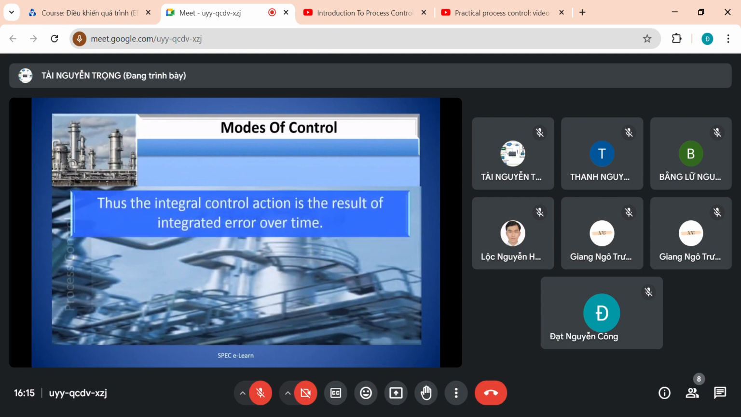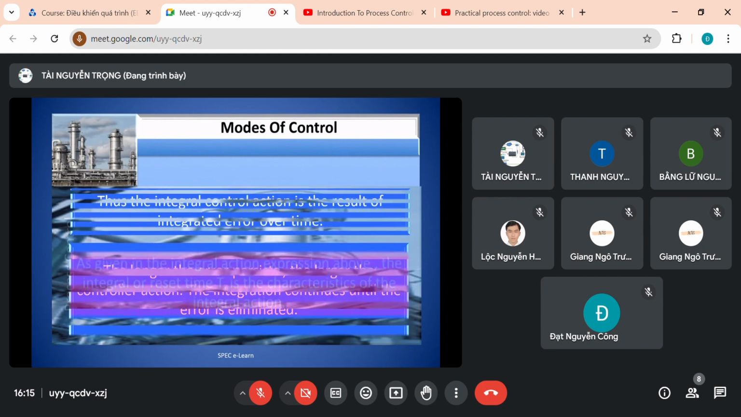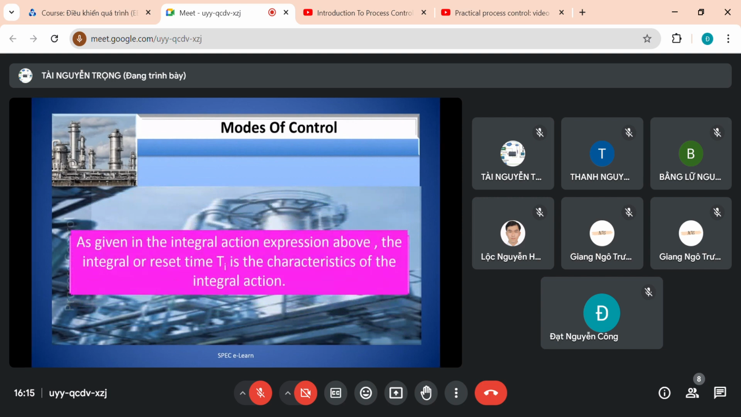Thus, integral control action is the result of integrated error over time. The longer the error persists, the larger the control action. The integration continues until the error is eliminated. As given in the integral action expression above, the integral or reset time Ti is a characteristic of the integral control mode.